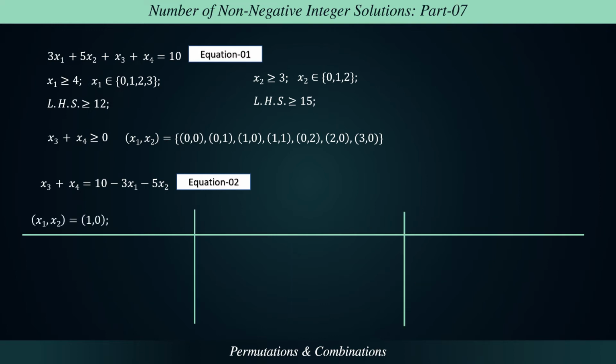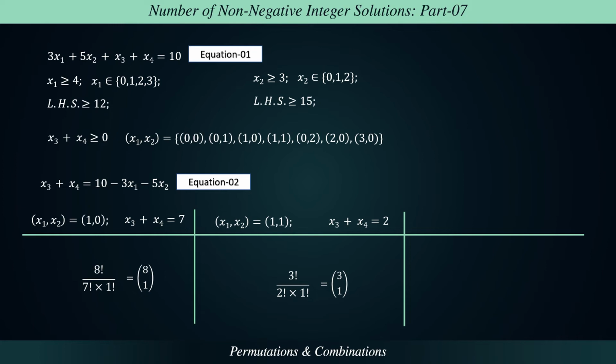When x1 is equal to 1 and x2 equals 0, x3 plus x4 equals 7, and the number of non-negative integer solutions of this equation is 8 factorial divided by the product of 7 factorial and 1 factorial. When x1 equals 1 and x2 equals 1, x3 plus x4 equals 2, and the number of non-negative integer solutions is 3 factorial divided by the product of 2 factorial and 1 factorial. When x1 equals 0 and x2 equals 2, x3 plus x4 equals 0, and the number of non-negative integer solutions is 1 factorial divided by the product of 1 factorial and 0 factorial.